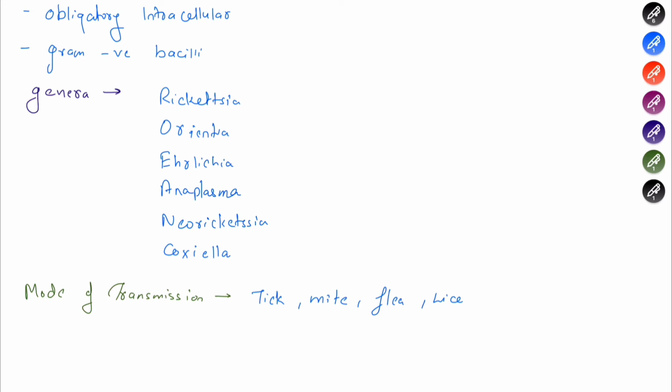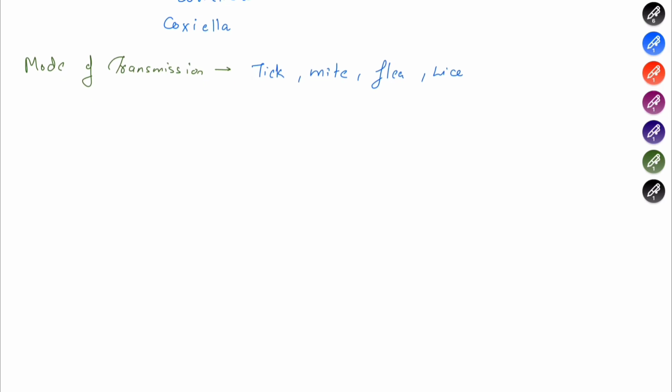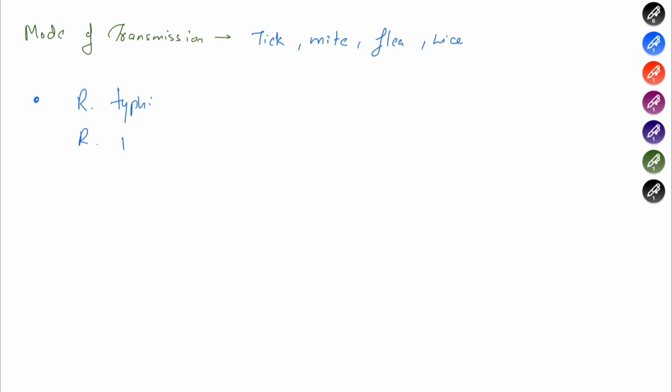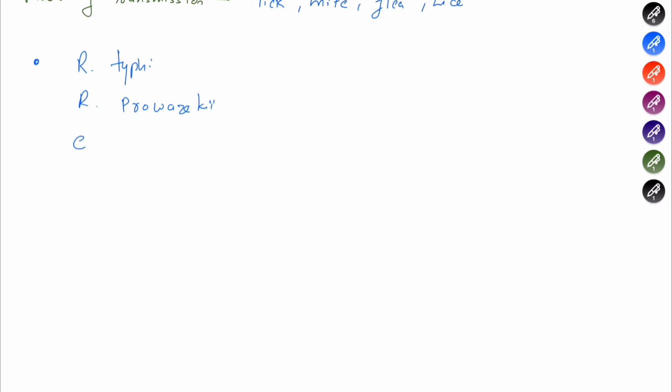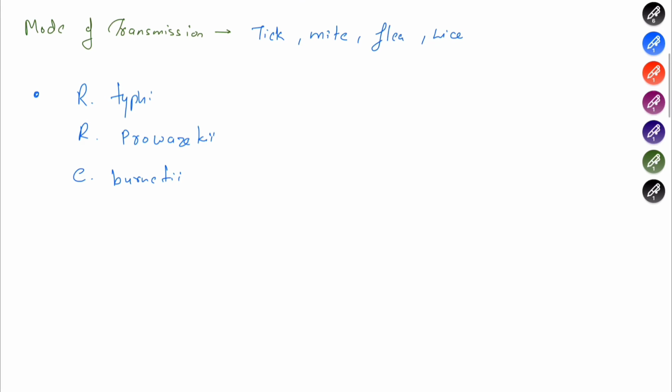Now, some of these, like Rickettsia typhi, Rickettsia prowazekii, and Coxiella burnetii, are highly infectious. Why are they infectious? Because they can survive outside the vector, which means they can survive in the environment. They are obligatory intracellular, but these species, Rickettsia typhi, Rickettsia prowazekii, and Coxiella burnetii, can survive outside the vector. So they are highly infectious.